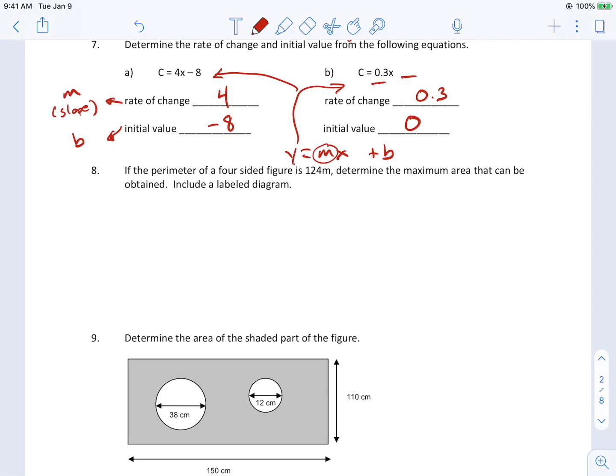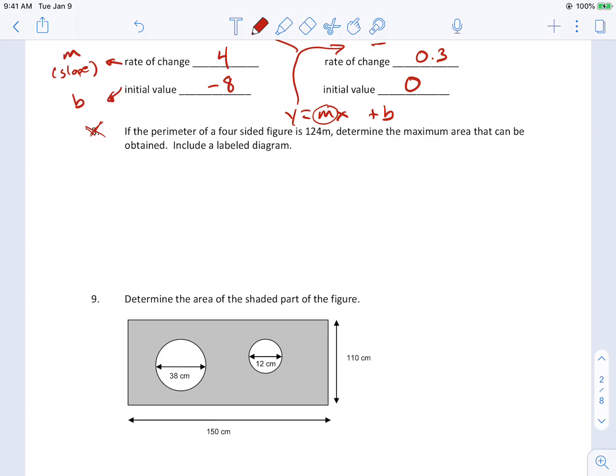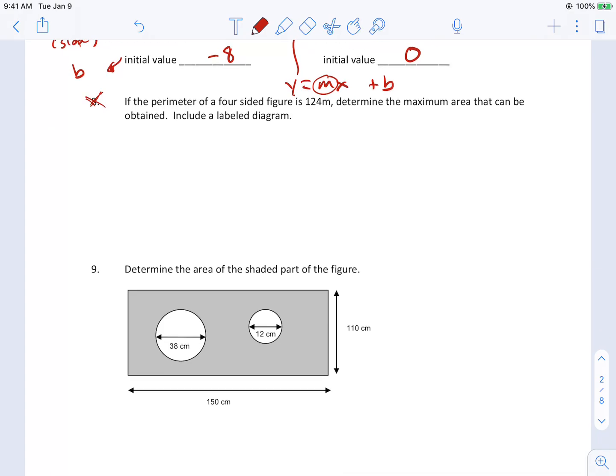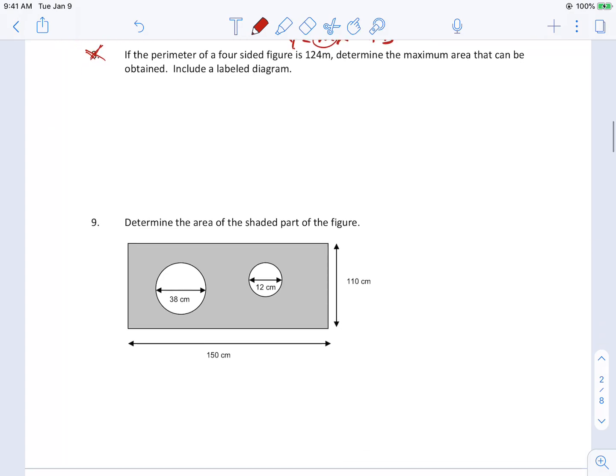Okay, number 8, we are going to skip. You will not have to do anything similar to that. And number 9, we can take a look at.